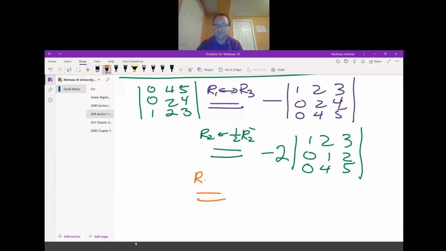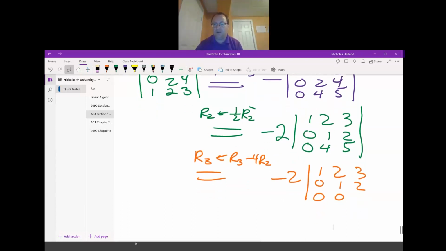All right, row 3. So row 3 is row 3 minus 4 row 2. The negative 2 stays. 1, 2, 3, 0, 1, 2, 0, 0. And 5 minus 8 is negative 3. Now we have a triangular matrix. So how do we find its determinant? Multiply along the diagonal. And we get our final answer of 6.